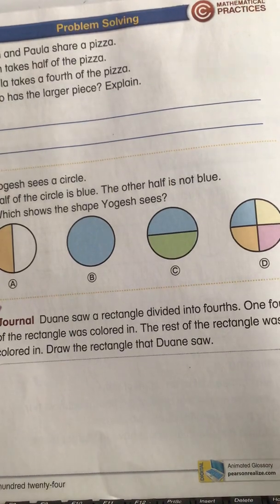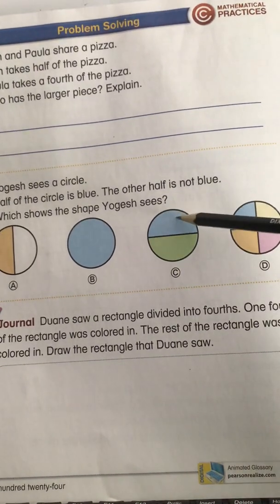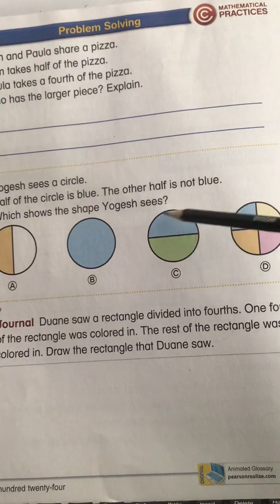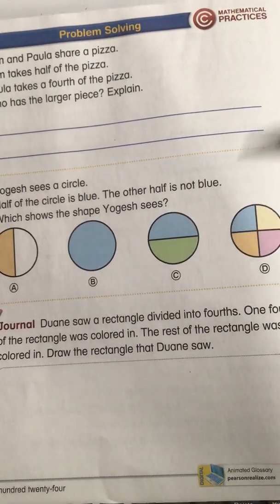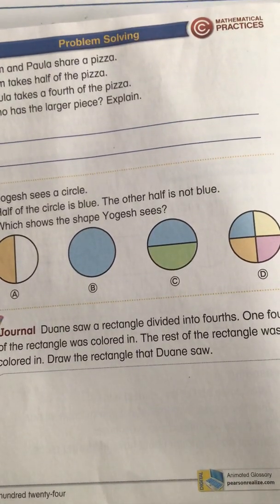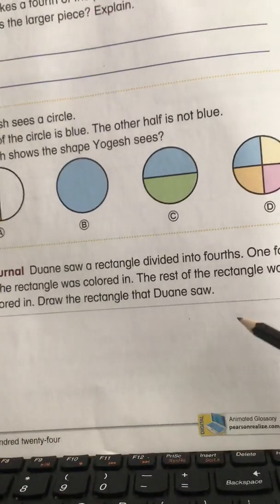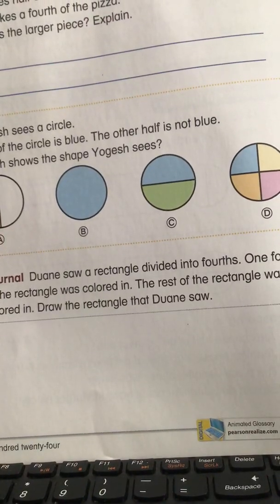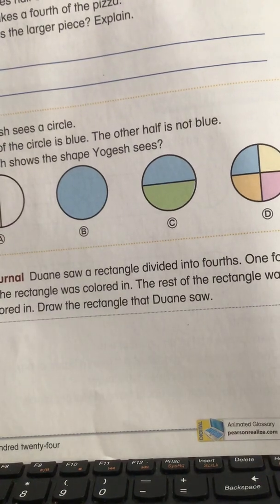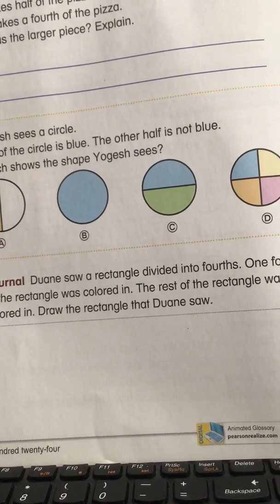Hopefully you're picking letter C. Half means 1 out of 2 parts, and this one has blue. And down below, Dwayne saw a rectangle divided into fourths. 1/4 of the rectangle was colored in, the rest was not.